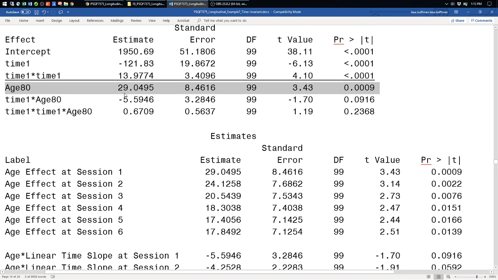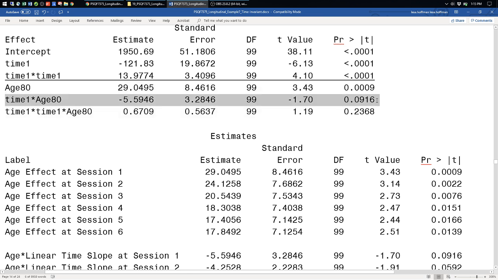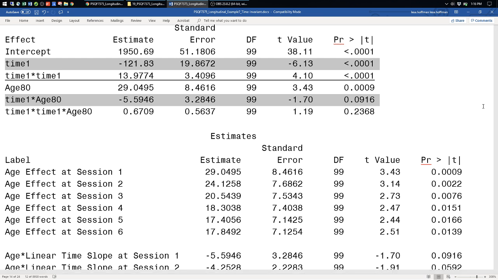So the main effect of age is 29 at session 1. What does age do to the linear time slope at session 1? So the linear time slope is minus 121 for an 80-year-old. What happens to it in older people? Yeah, this is a minus sign, so it's more negative. Yep. So older people decline faster initially. Their slope is steeper.